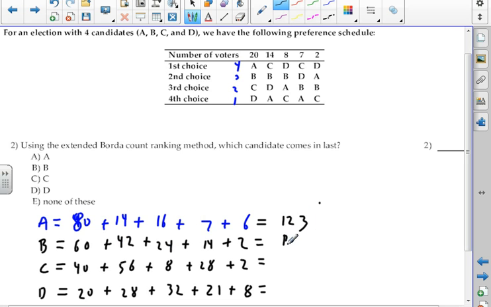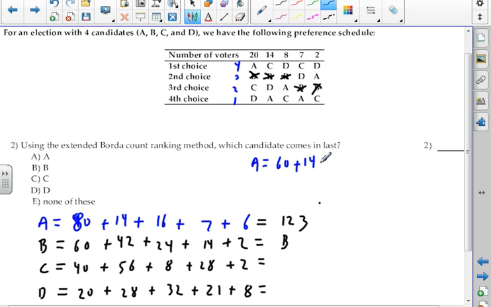B1. Okay, so now we're going to get rid of B because we're trying to find out who got last place. Okay, now we're going to do it again without B. Okay, so A would have 80. No, A would not have 80. A only has 60 because that's only worth 3 now.